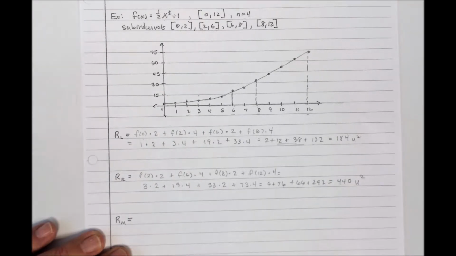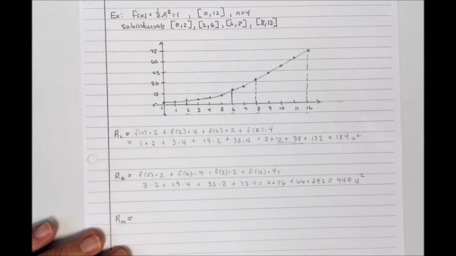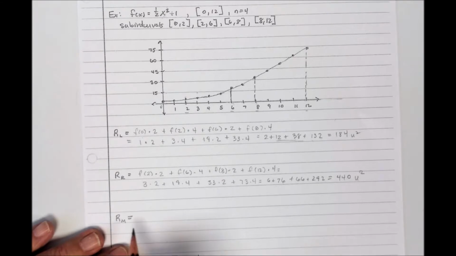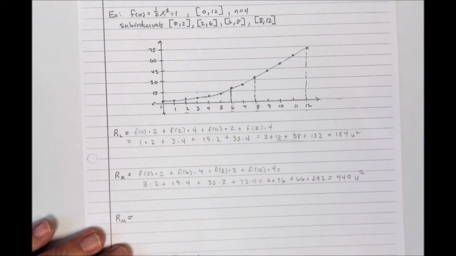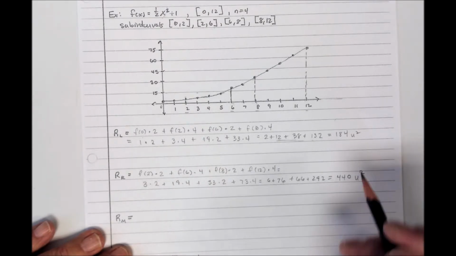Yikes, that's a significant difference between the left Riemann sum and the right Riemann sum. I'm hoping that the midpoint Riemann sum, since this curve is an increasing function, will have a value closer to the actual area. It will be somewhere in the middle.